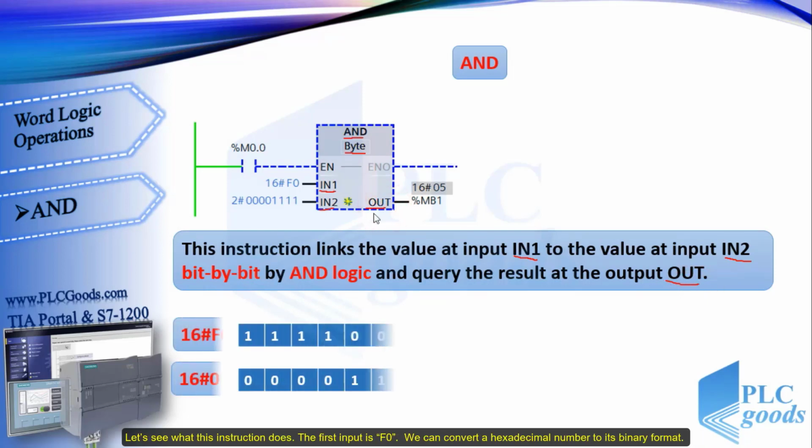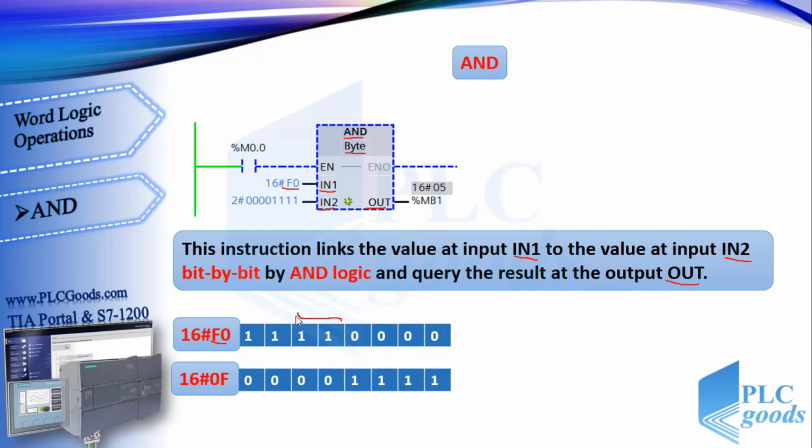Let's see what this instruction does. The first input is F0. We can convert a hexadecimal number to its binary format.